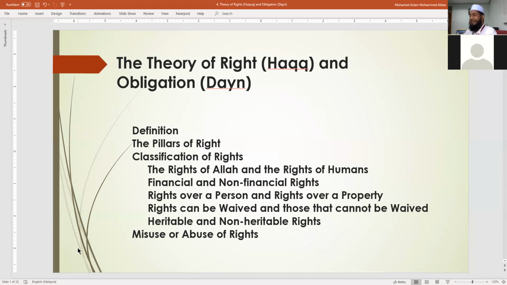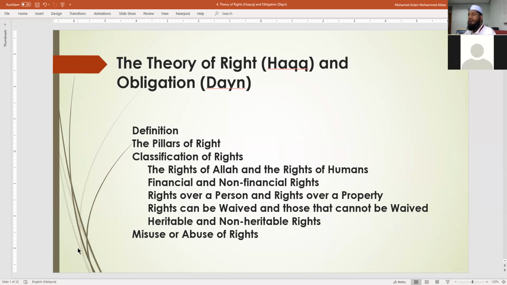So now we're going to talk about rights. These rights are also related to property. In the next class, we are going to talk about ownership, milkiyah, and that is also relevant to this topic of right. So remember, all these three topics are related. Sometimes the same sort of examples can be given, but the context could be different, but the area of interest, the topic, is relevant and related. So theory of property, theory of right, and then ownership.